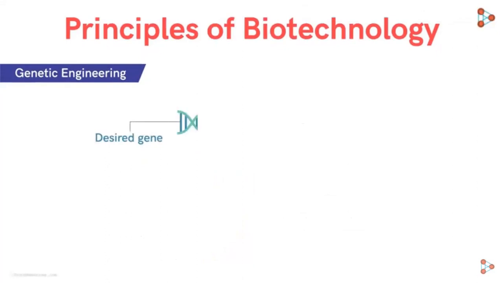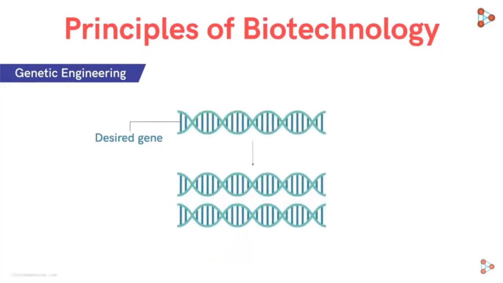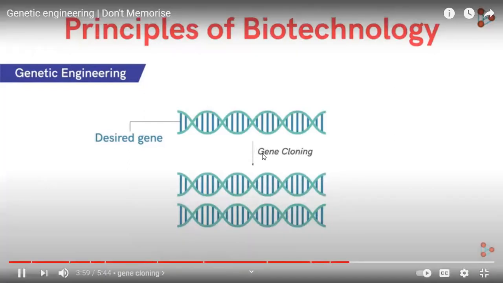The other way to perform genetic engineering is by making copies of the genetic material. This is also known as gene cloning. What is gene cloning? We take the desired gene, extract it, and insert it into bacteria. The bacteria is associated with a DNA vector.